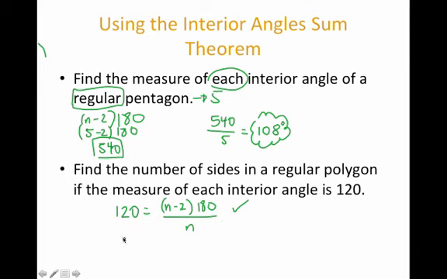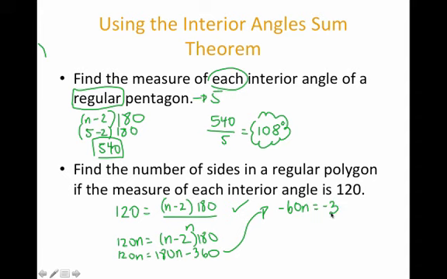I'm going to multiply both sides by n. I'm going to distribute the 180. I'm going to go over here. I'm going to subtract 180, so I'm going to get negative 60n equals negative 360. And then I'm going to divide negative 360 by negative 60, and I get 6. So it's actually a hexagon.